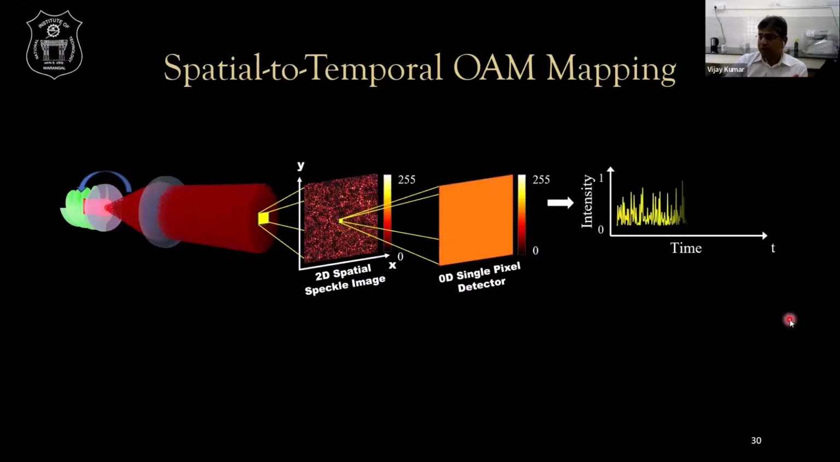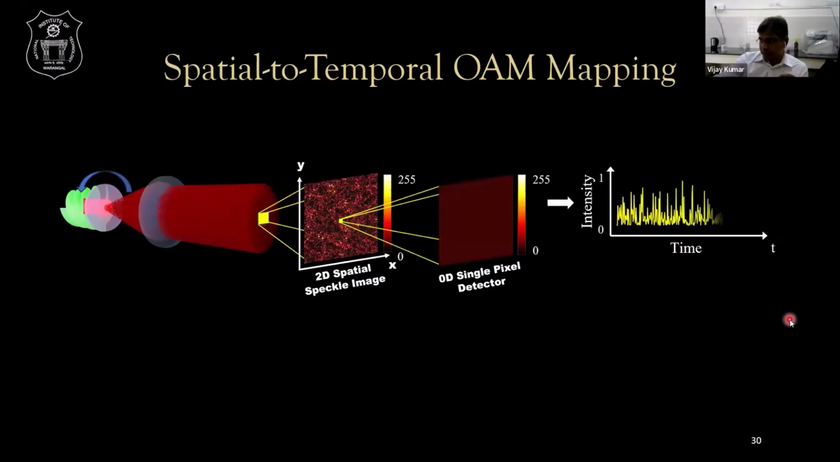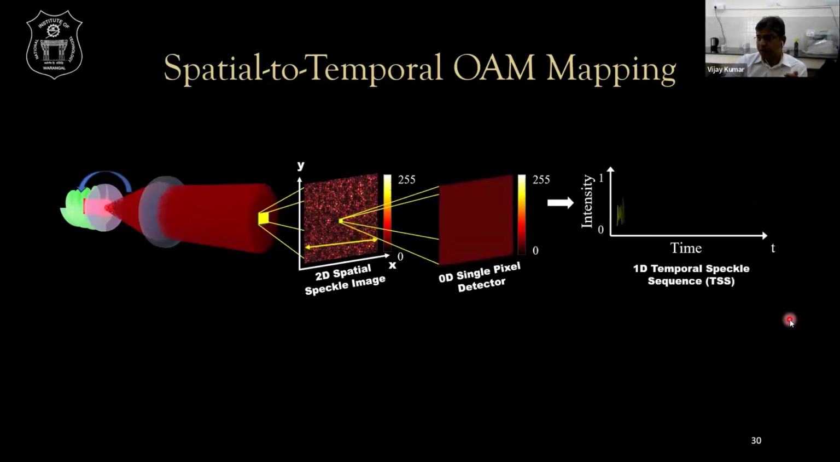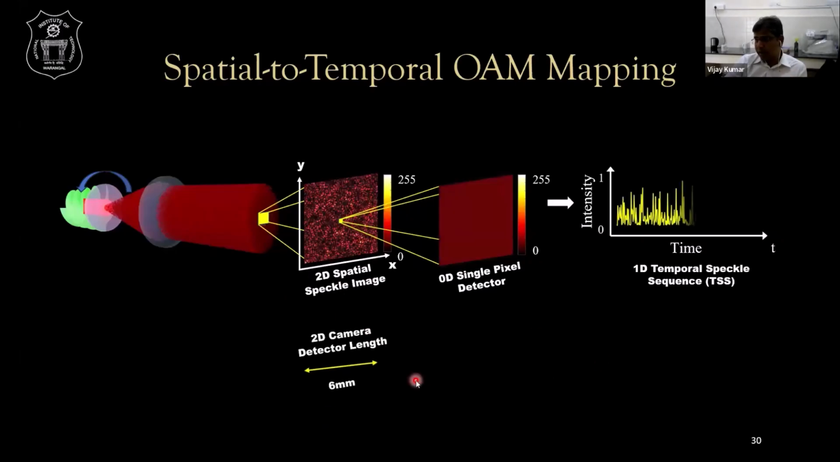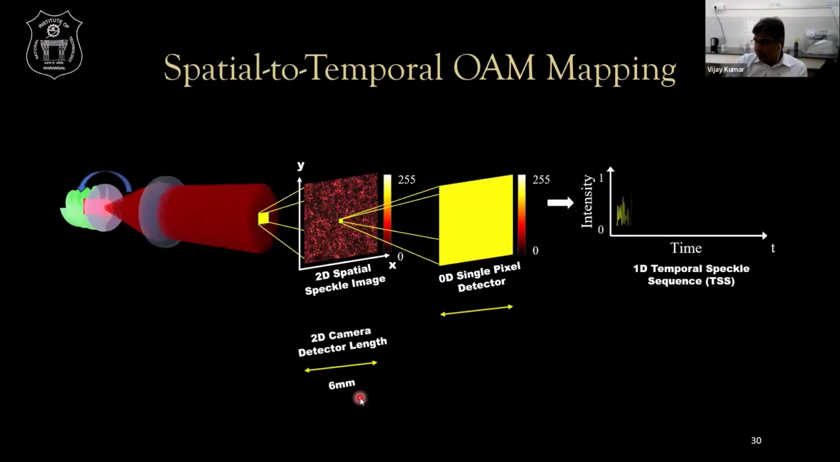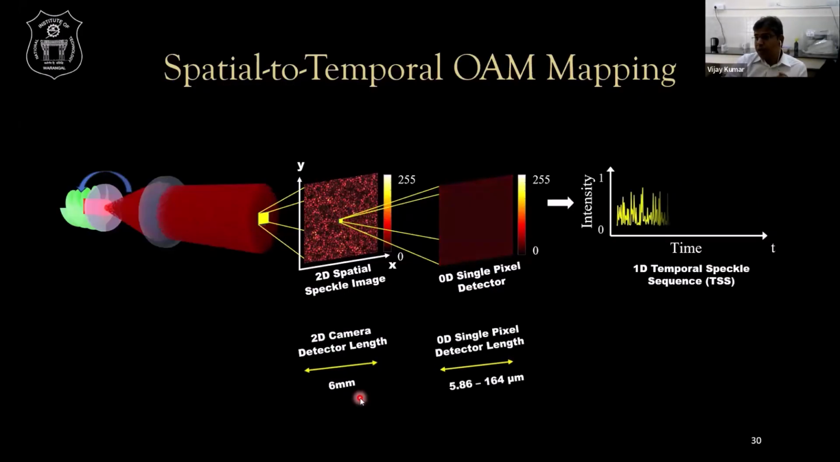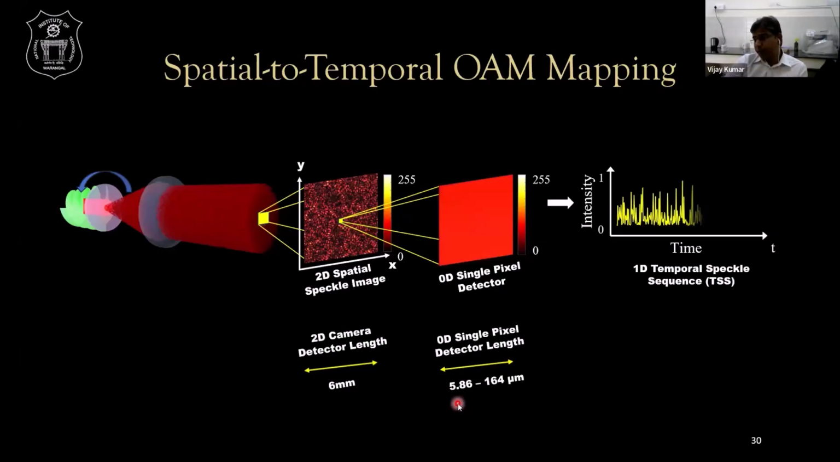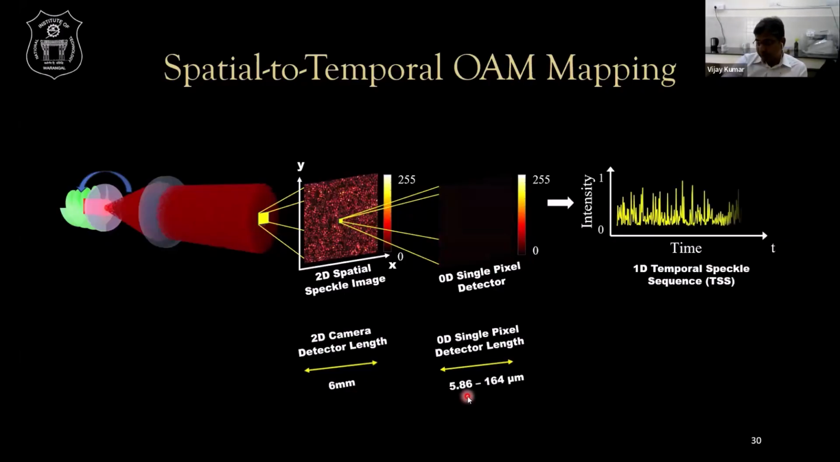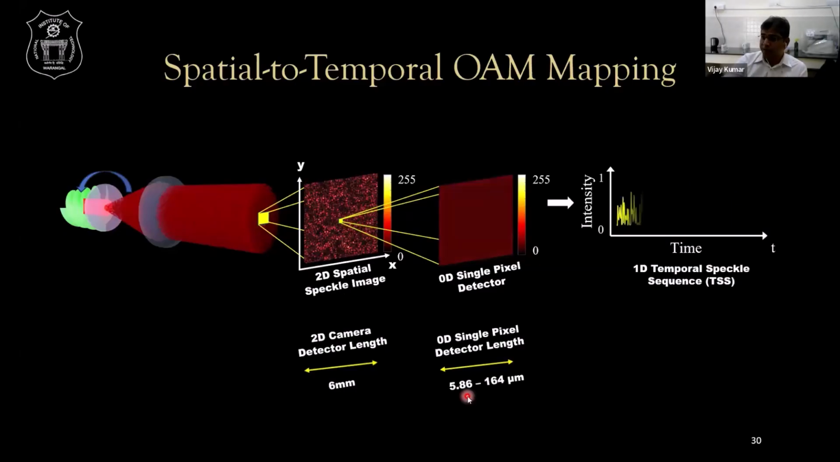So you can see the speckle is there in time, as we are using a single pixel detector. In our original case, where we are using the 2-dimensional detector or 1-dimensional array detector, the minimum length we are using is 6 mm. But using the single pixel detector, we can do the same job with a detector size of 5.86 micrometer minimum. But we have varied it because we want to quantify the minimum detector size we require to do the classification.